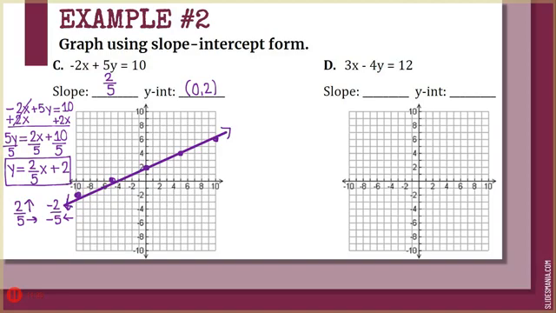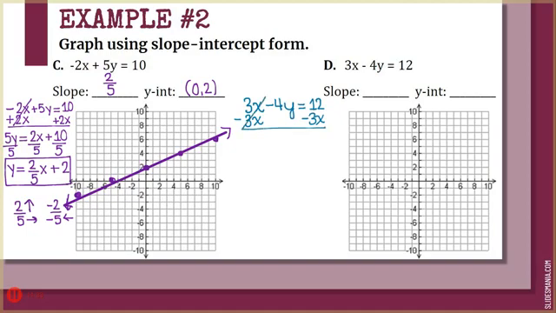Letter D is the same way. Letter D is not in standard form, or sorry, it is in standard form, but it is not in slope-intercept form. So on our problems where we have to solve for y to get it in slope-intercept form, it's super important that you pay attention to your signs. If we don't pay attention to signs, we're going to make a mistake, and then it's going to make our entire problem incorrect. So the first thing I need to do is subtract 3x from both sides because I'm trying to get y by itself.